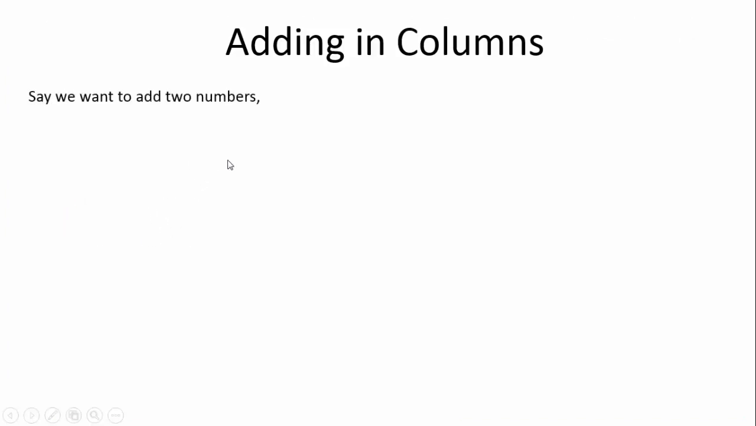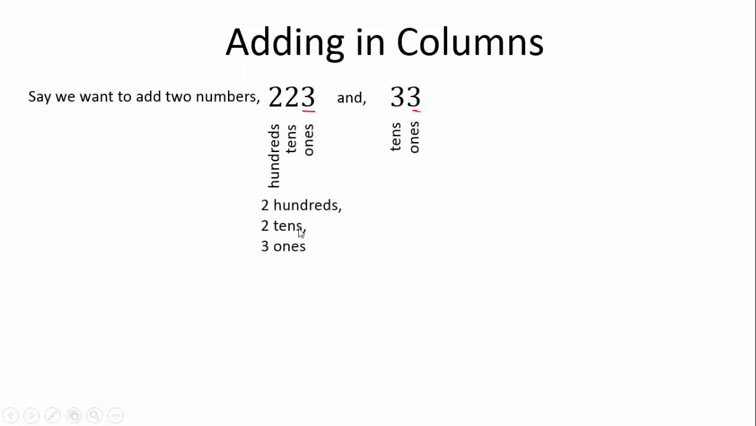Say we want to add two numbers, 223 and 33. These are the ones, so we know there's three ones. These are the tens, and these are the hundreds. You should know this by now. That's 100, that's 200, plus 20, two tens, plus three ones, where there's three tens over here and three ones. You should understand this now, that those are two hundreds here, two tens, and three ones. This is how we split up 100. This is the same as 200 plus 20 plus 3.